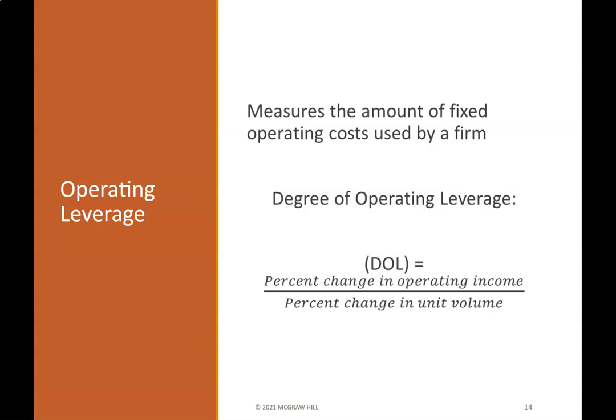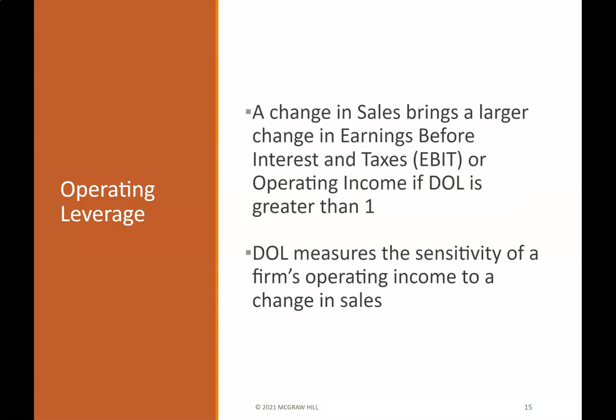Operating leverage measures the amount of fixed operating costs used by a firm. Degree of operating leverage equals the percent change in operating income divided by the percent change in unit volume. A change in sales brings a larger change in earnings before interest and taxes, or operating income, if degree of operating leverage is greater than 1. Degree of operating leverage measures the sensitivity of a firm's operating income to a change in sales.